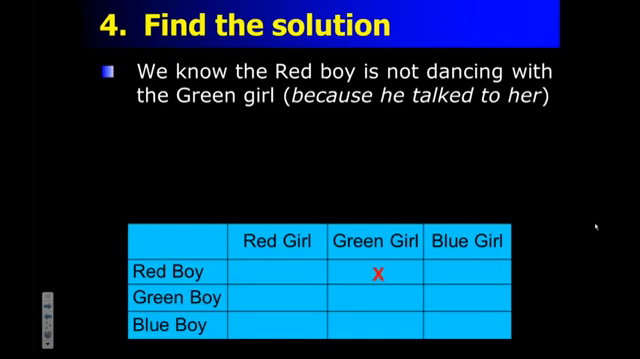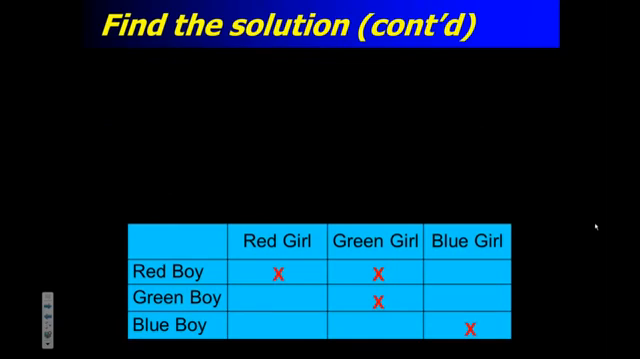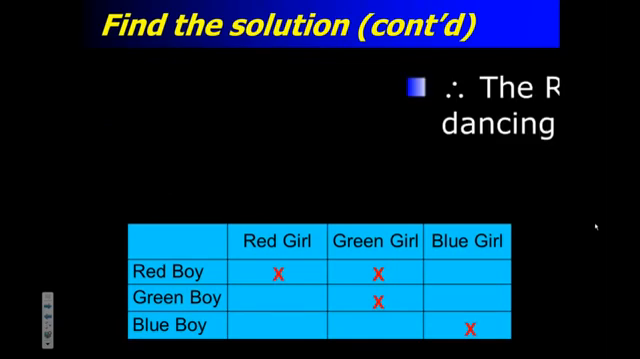Sorry about the sound effects. Here's what else I know. Red boy says not one of us is dancing with a partner of the same color. So I know red boy can't be dancing with red girl, and blue boy and blue girl, etc. So I can X a few more things out. There we go. Now, what else do I know?